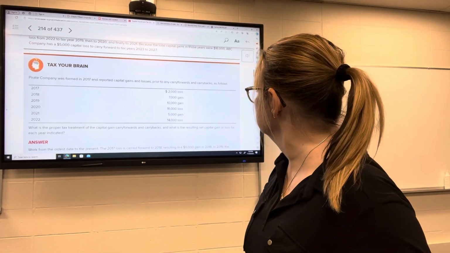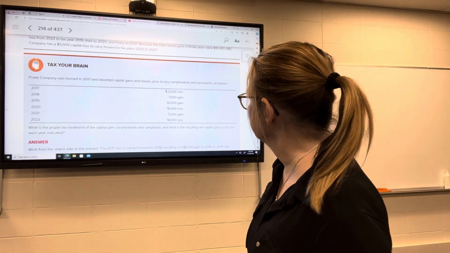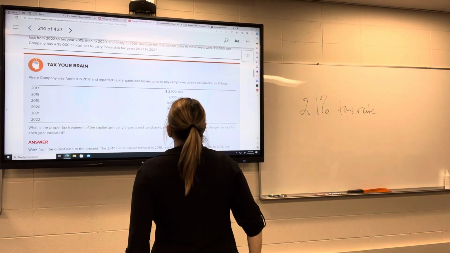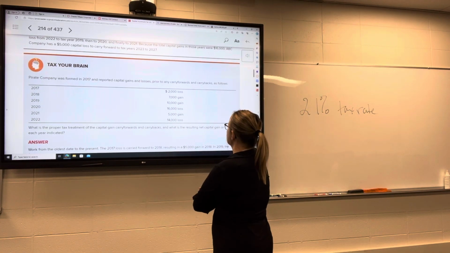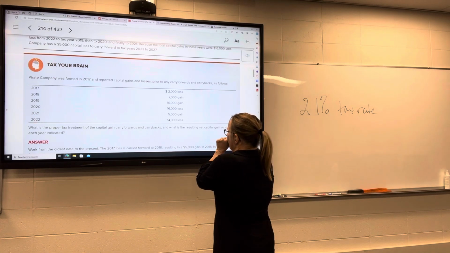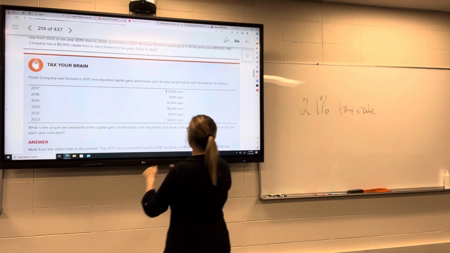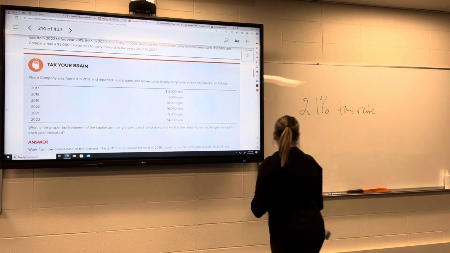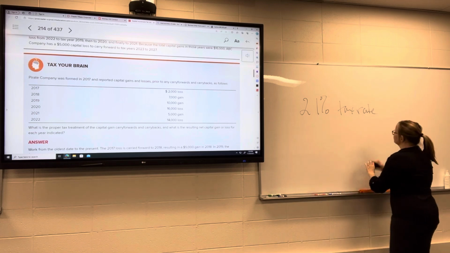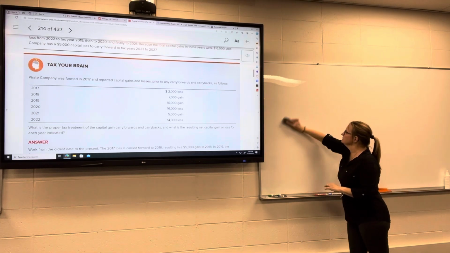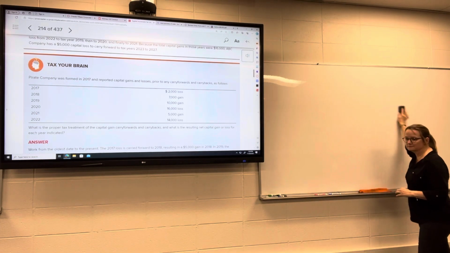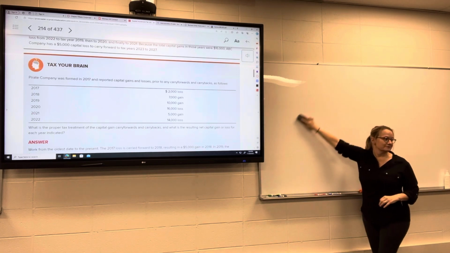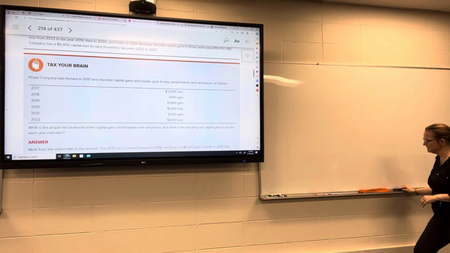So here's another one. Pirate Company reported capital gains and losses of these amounts. Here we've got 2 years with losses, so it gets a little bit more complicated. I'm going to erase this, but remember, 21%. 21. Not 22, not 20, 21.